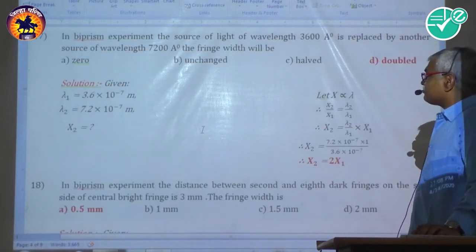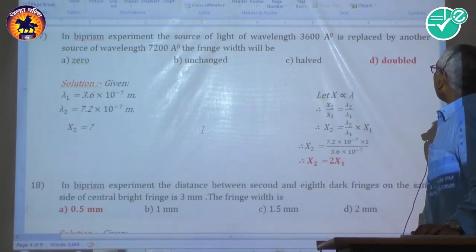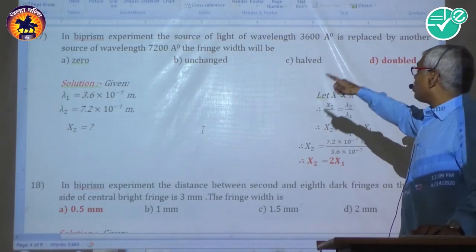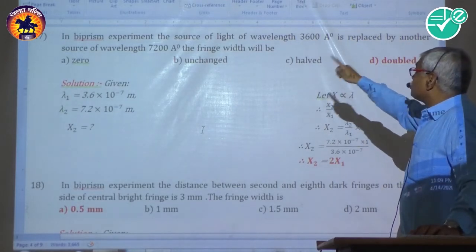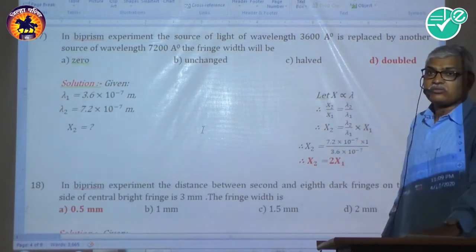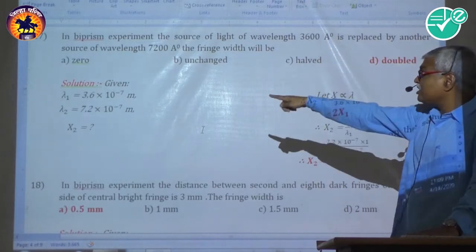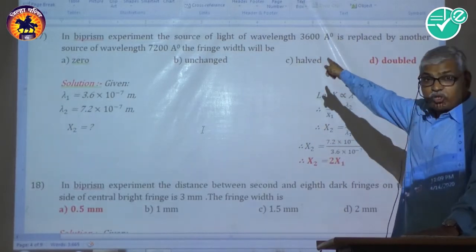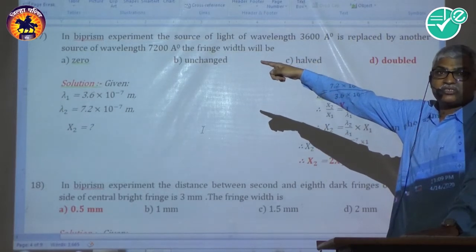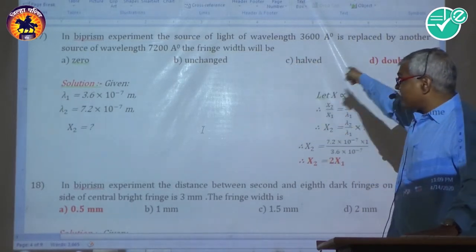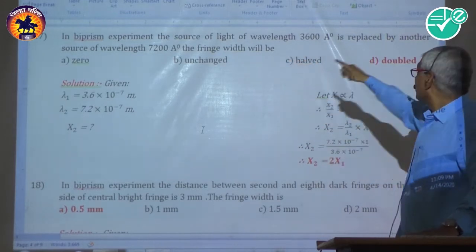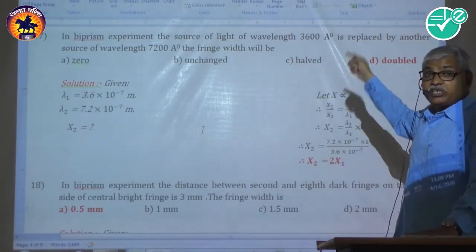Question number 17. In biprism experiment, the source of light has wavelength 3600 angstrom unit. That is, lambda is equal to 3600 angstrom unit. 1 angstrom unit is equal to 10 to the power minus 10 meters. Therefore, by converting it, we get lambda is equal to 3.6 into 10 to the power minus 7 meters. That means it is the first wavelength.